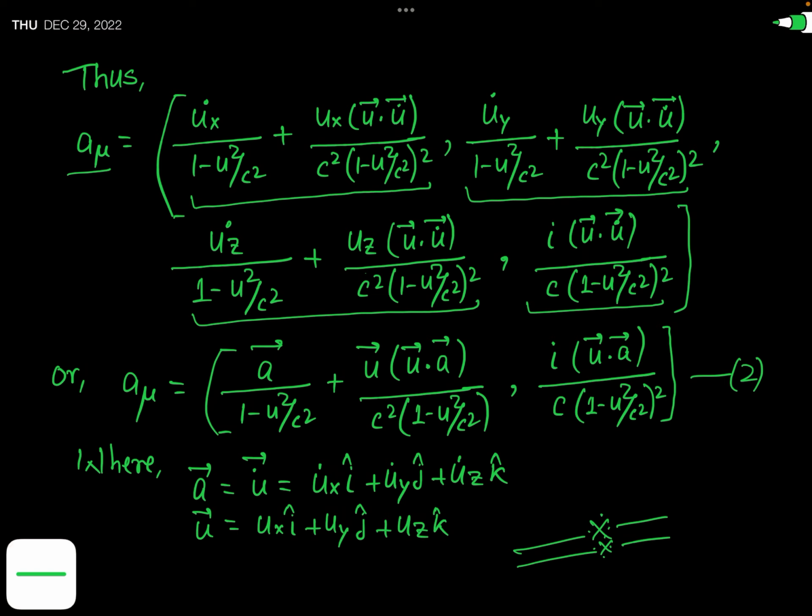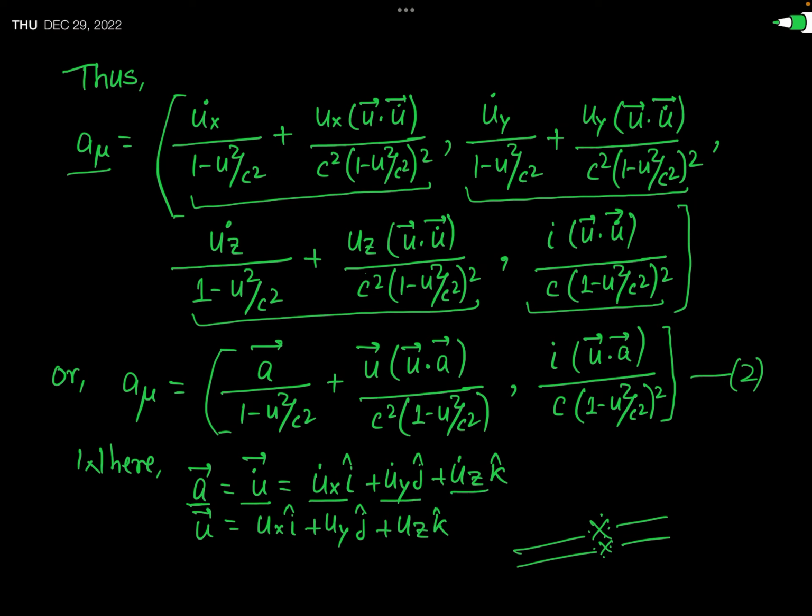Okay, now you know that ux dot, uy dot and uz dot, these are actually the components of the acceleration vector in 3D space. Okay, so if you write the acceleration vector in 3D space by the symbol vector a, then a is defined as d vector u by dt, that is u dot vector, and that will be equal to ux dot i plus uy dot j plus uz dot k.